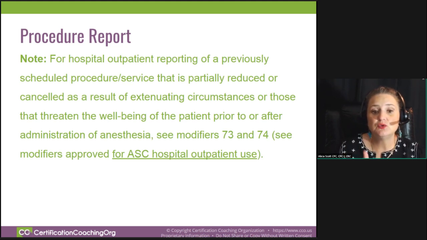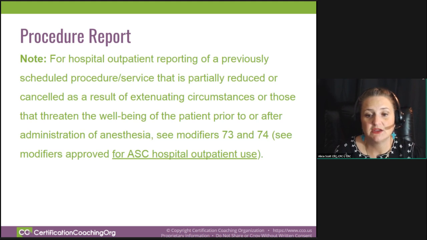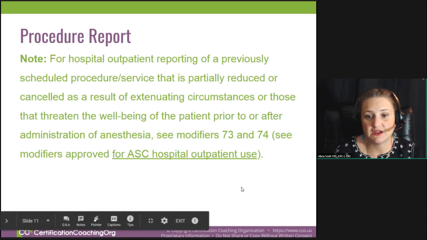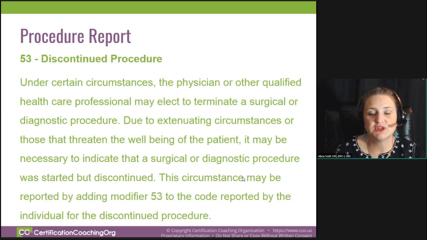Now, if you are coding for an ASC, which is hospital outpatient facility coding, then you're going to use 73 or 74, which is kind of the same thing, but it's for ASCs and hospitals. Okay, you won't use a 53 or 52. So just so you know that. So now let's look at 53.